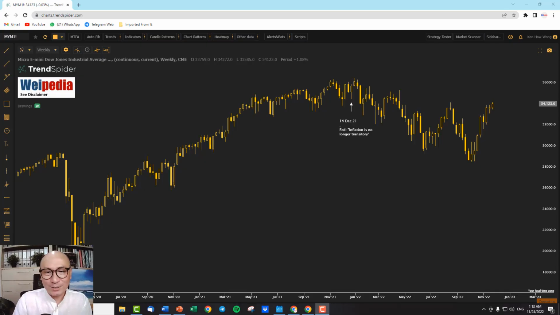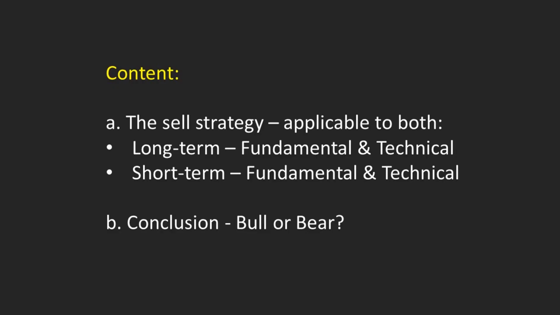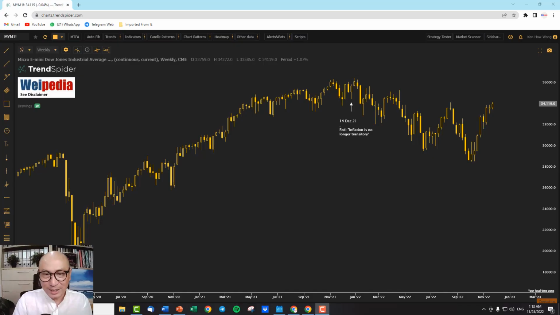All right, let's get started on the first part, the long term, the fundamental. On this date, 14 December 2021, it was a very important date. The Fed announced that inflation is no longer transitory. Just right before that, for many months, the Fed had mentioned that inflation was transitory. It means that after the lockdown, people are back on the street and inflation is picking up, but they assured that inflation is just short term, transitory.